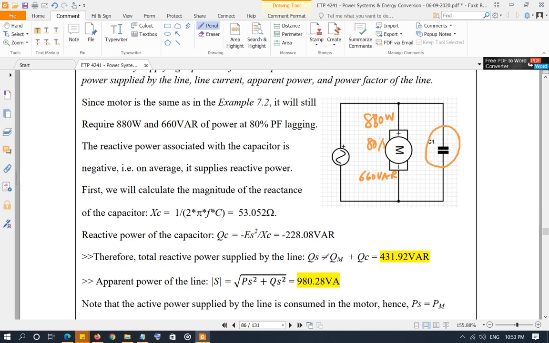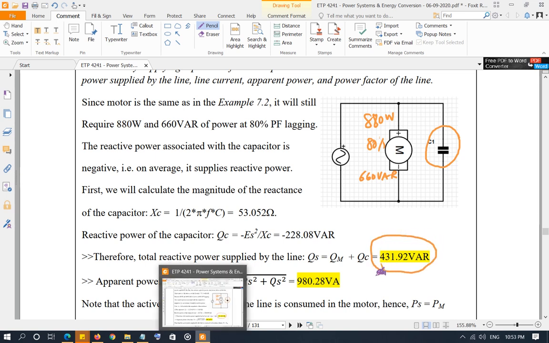So the total reactive power of the line will be the reactive power of the capacitor plus the reactive power of the motor. The reactive power of the capacitor is negative 228, and the reactive power of the motor is 660. So the total reactive power supplied by the line is 431.92 volt ampere reactive, as opposed to all 660 volt ampere reactive that was being supplied by the line in the previous problem because there was no capacitor bank. So observe the reactive power supplied by the line. Here it went down from 660 volt ampere reactive.